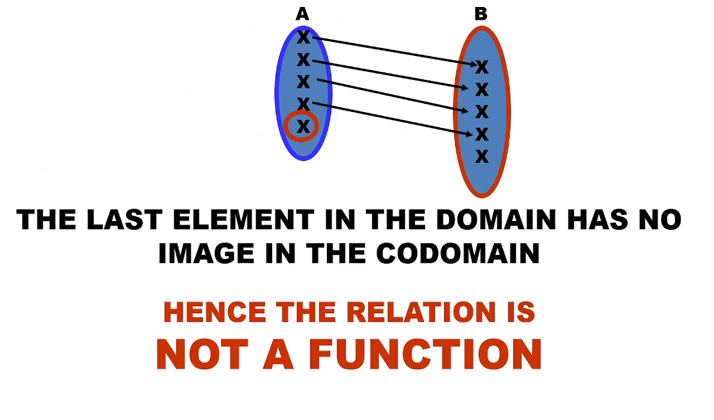The last element in the domain has no image in the codomain, therefore it is not a function. Every element should have images on the right hand side. No element should be left out in the left hand side set. Well, now these are the things which you have seen in class 11.